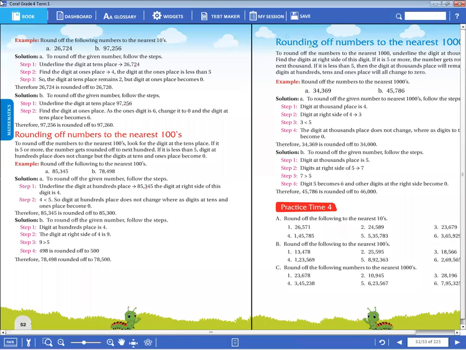24,589. Very good, Neeraj. 24,590 will come. Why has it come as 90? We have to change here into the tens place. So when we are finding the nearest tens, you have to check the ones place. In the ones place, if it is greater than 5, we have to take the next tens. If it is less than 5, we have to take the same tens itself. Okay. Now next, one more number.